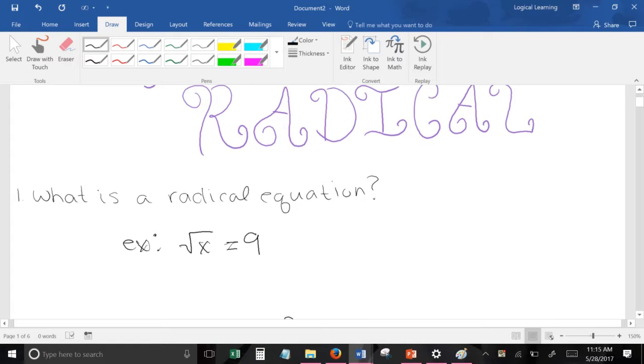Well, a radical equation, as you can see here, we have an example, the square root of x equals 9. A radical equation is an equation where the variable is under the square root, or the variable is any higher root. So anything, rather than it being squared or cubed, it's to the 1/2 or the 1/3 or the 1/4. That's what we call radicals, and any equation where we have a variable like that is called a radical equation.